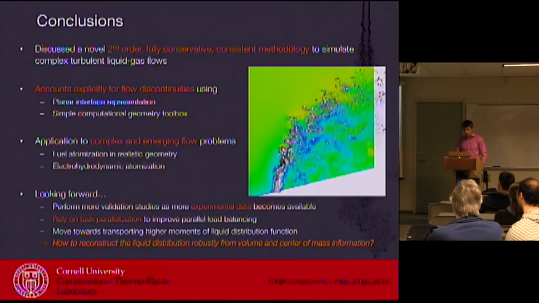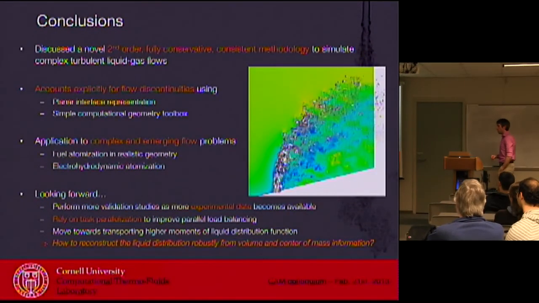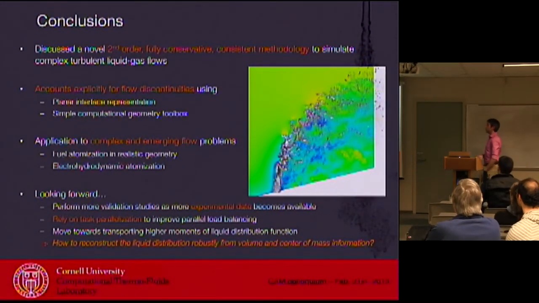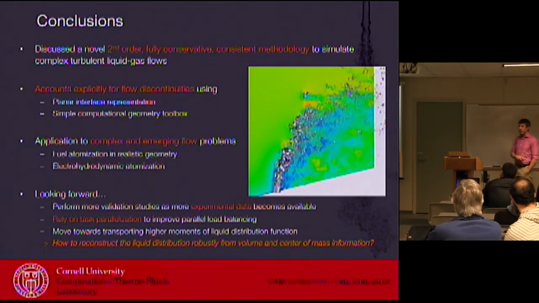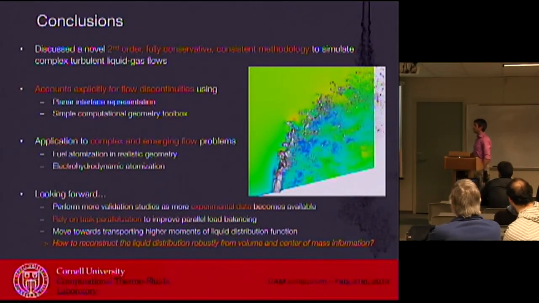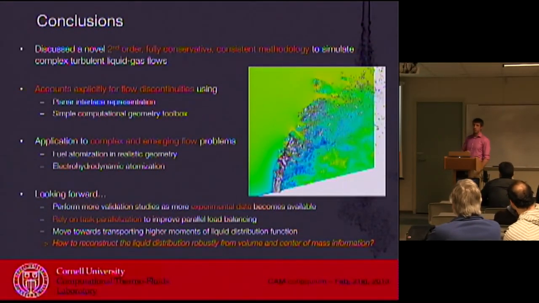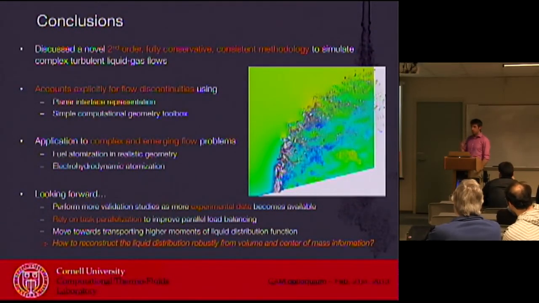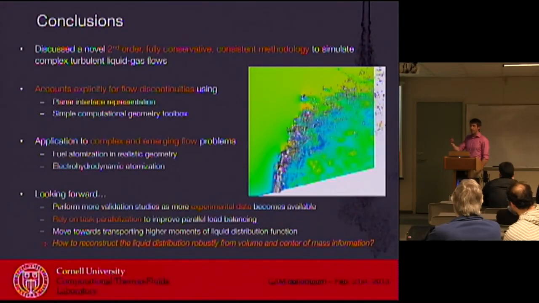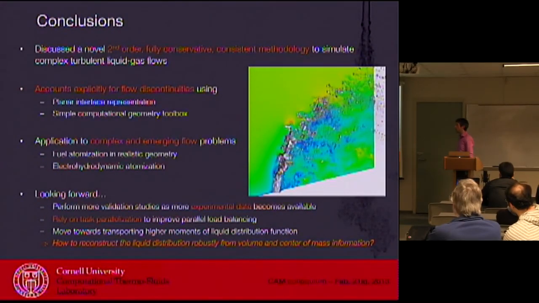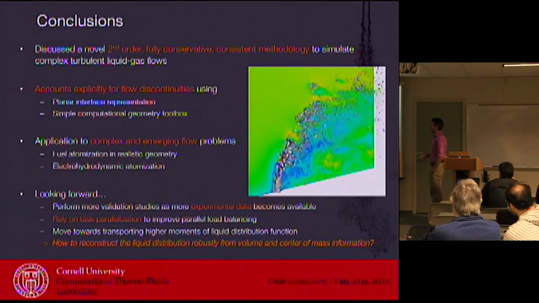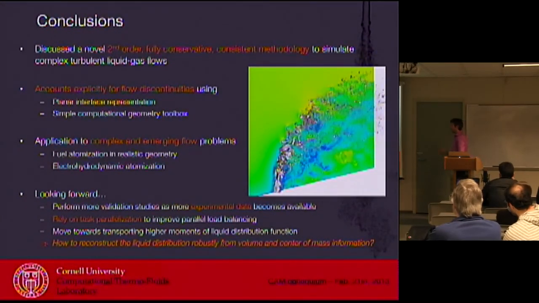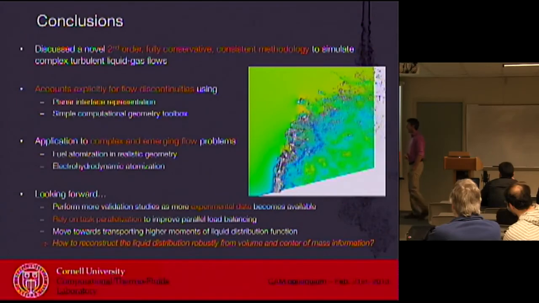I'll just leave you with these conclusions. We have discussed a second-order, fully conservative, consistent methodology for complex turbulent liquid-gas flows. The idea is to deal explicitly with discontinuities, at least to second-order accuracy, and discretize our equations in a way that allows us to deal with one side or the other, both sides of the interface. We've applied that to a number of different flows, and looking forward, as more and more experimental data becomes available, we want to do more and more validation.